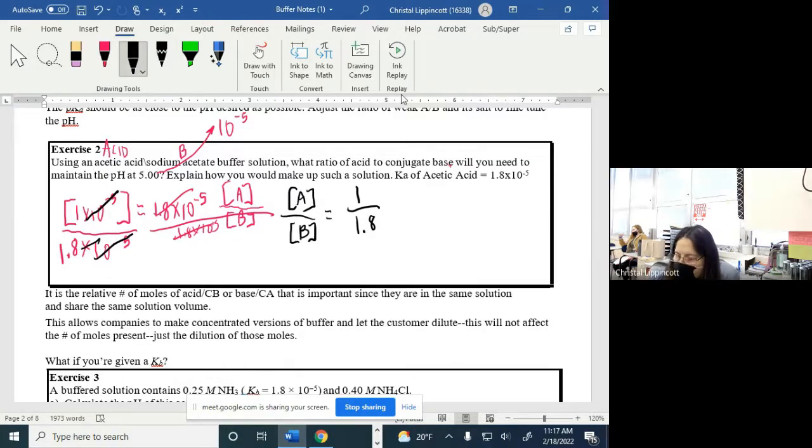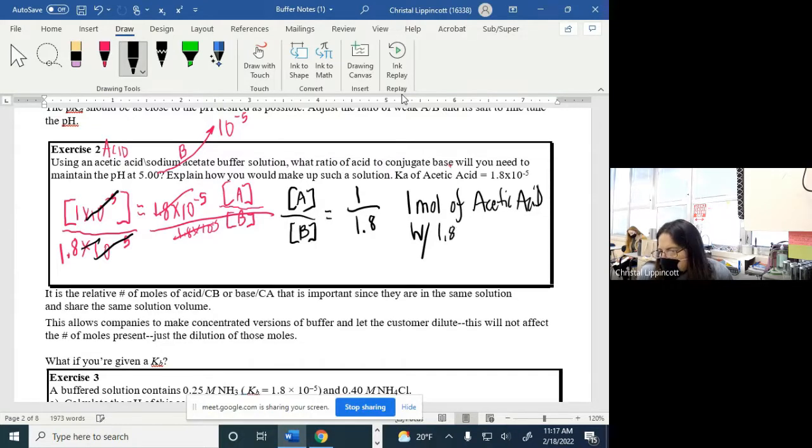I'm going to mix in 1 mole of acetic acid with how many moles of sodium acetate? 1.8 moles, because that's the bottom number. And as long as those are in that ratio, it doesn't matter what volume I have, because the molarities will stay the same.